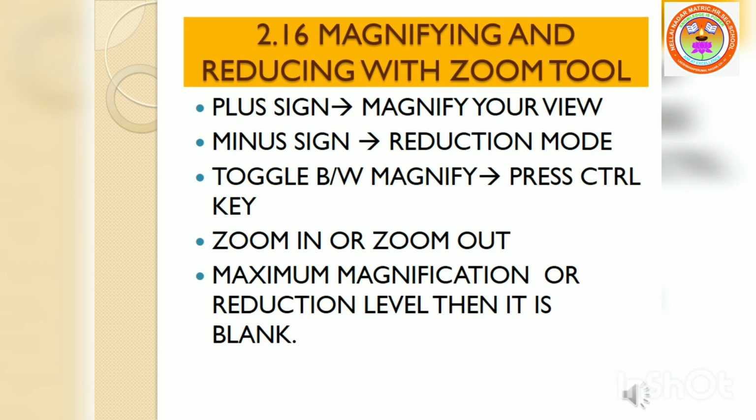Magnifying and reducing with the zoom tool. How will you magnify a particular portion alone? The plus sign is used to magnify your view and the minus sign is used for reduction mode. Toggle between magnify and reduce by pressing the Control key. Zoom in and zoom out can also be done. At maximum magnification or reduction level, it is blacked out. It is the maximum.